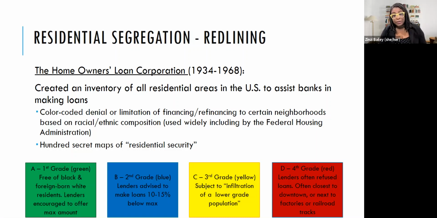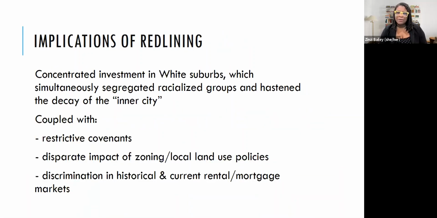Green areas were the best, lacking a single foreigner or Negro, while red areas had been infiltrated by Black residents or other undesirable populations, and therefore were ineligible for Federal Housing Administration backing. And redlining wasn't just a clustering of people. This practice concentrated investment in white suburbs, simultaneously segregating people and hastening the decay of the inner city.